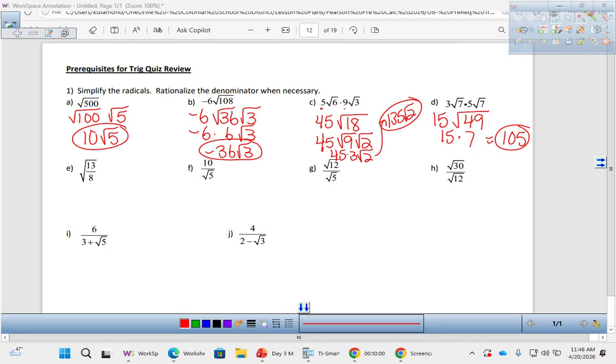We know we can't have roots in the bottom, and if we do have roots in the bottom, we have to rationalize, which means we multiply the top and bottom by whatever root is in the bottom. Well, 13 times 8 is going to become root 104, and root 8 times root 8 is root 64, which is just 8. Now I want to simplify the square root of 104. So I'm doing 104 divided by x, and I'm going down the list until I find the highest perfect square that goes into 104, which is 4 and 26.